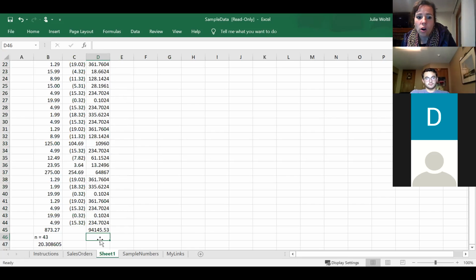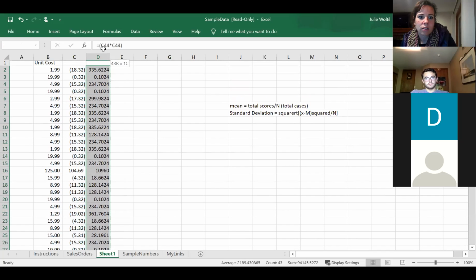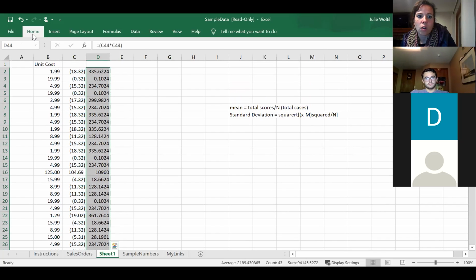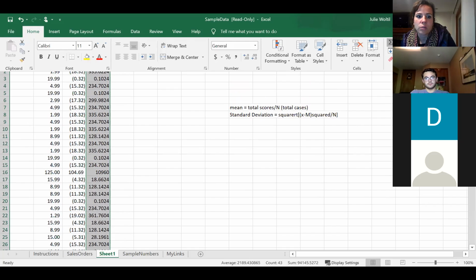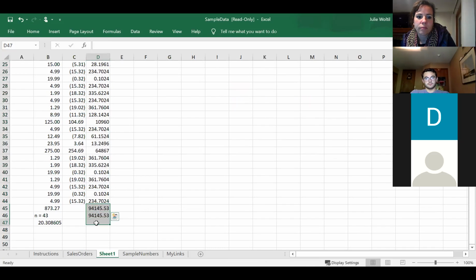It will. Or what I can do, here, let me take this out. I can highlight all of it, go to Home and AutoSum, which gives me the same number. Okay, what do I do next?